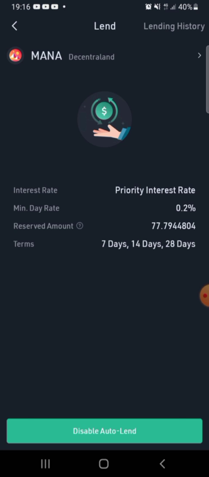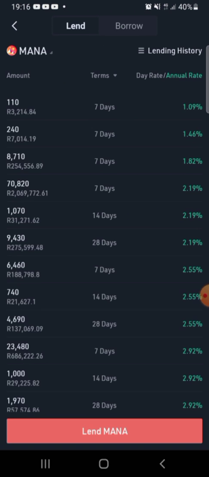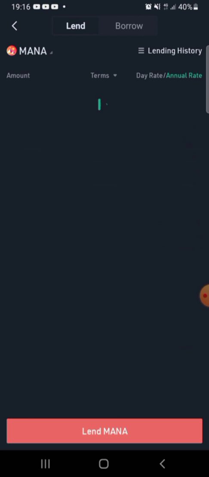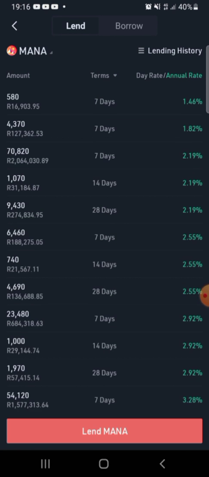But anyways, guys, this was the KuCoin lending. So I just lent all of my mana right there. And I think I might do a follow-up video for you guys just to show what type of interest I am getting, what type of money I'm making, and so on.